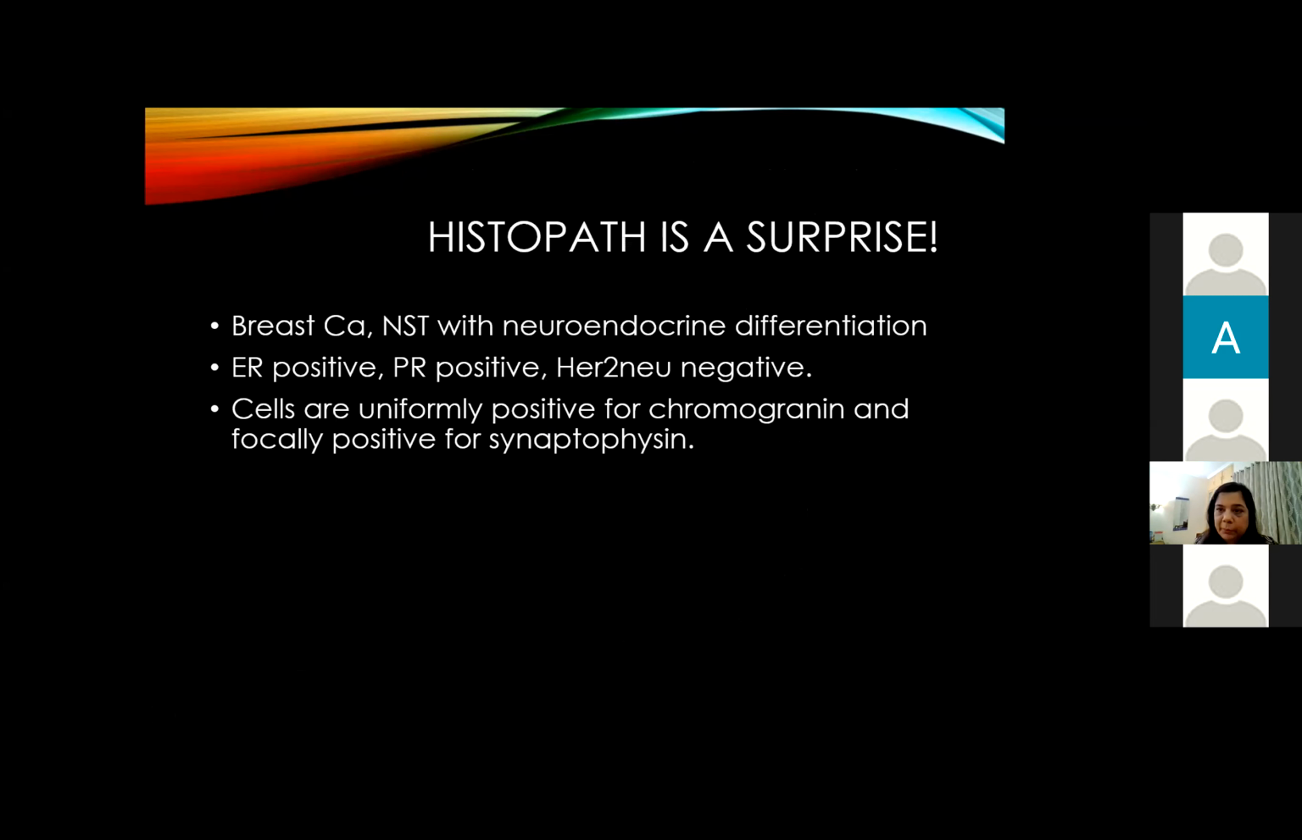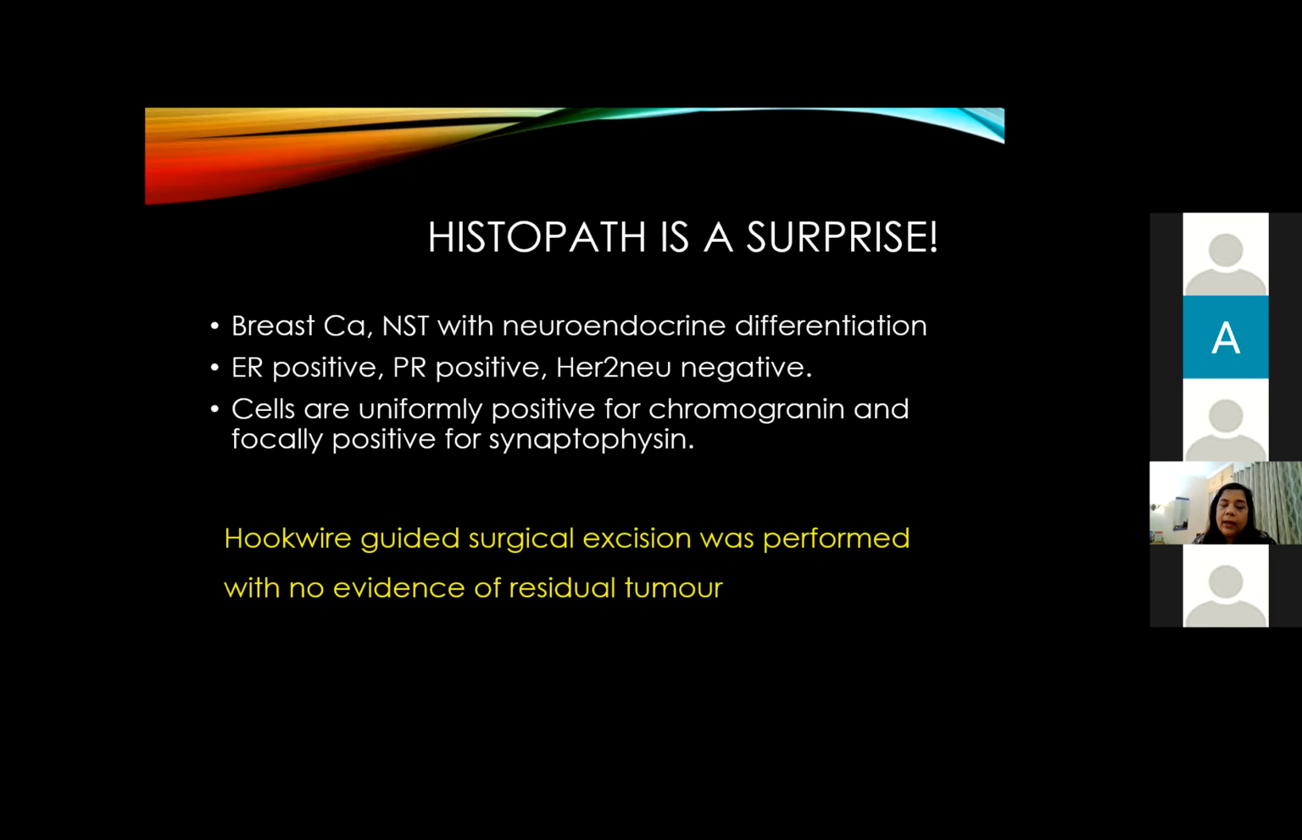The histopath was a complete surprise. We got a neuroendocrine tumor; that tiny thing with vascularity was a breast CA. And we had all these markers positive for neuroendocrine differentiation. And so it was, of course, decided to do a complete surgery. The hook wire was used on ultrasound to mark the clip, and a surgical excision was performed, which revealed that there was no residual tumor. So that means the vacuum assisted removal had been quite successful and complete.